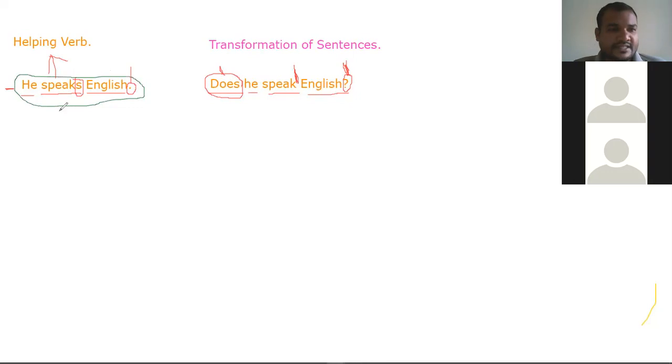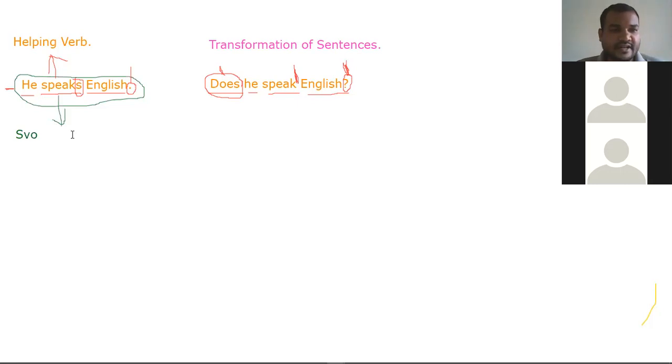Speaks is the main verb, right? So what is the first word? He is the subject. Next, speaks is the verb. English is the object. Okay, subject, verb, object. Right? But there is no helping verb.